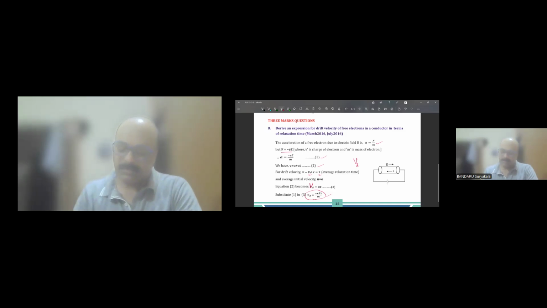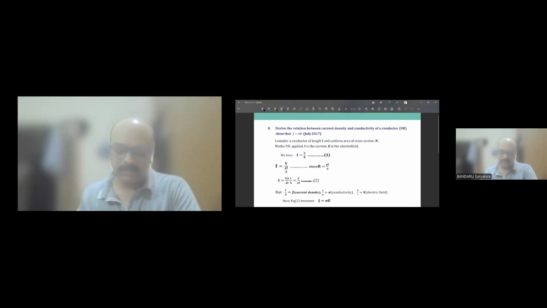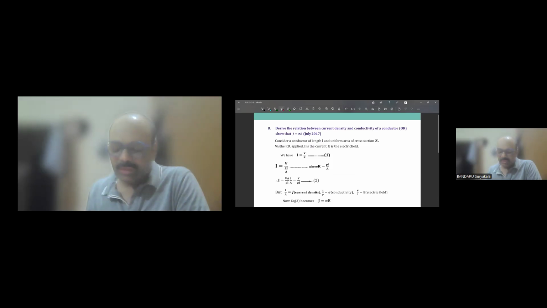Next, derive the relation between the current density and conductivity of a conductor. In some books, it is also given as the microscopic form of Ohm's law. This is called the microscopic form of Ohm's law. See again here, the current formula from Ohm's law, I equals V by R.